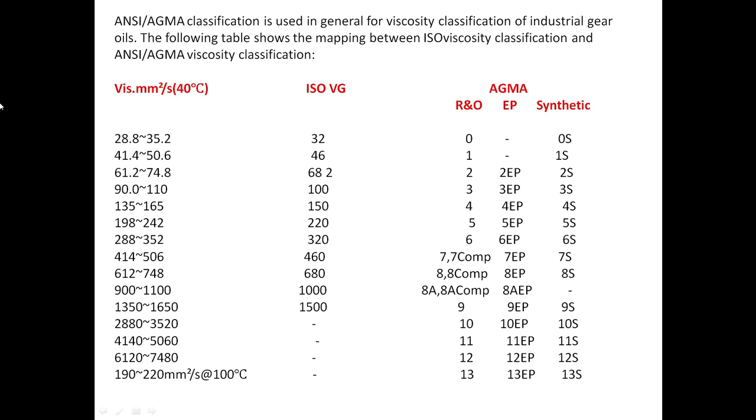This classification is used generally for viscosity classifications of industrial gear oils. The following table shows the mapping between ISO viscosity classifications and AGMA grades. Here you can see the temperatures and the ISO viscosity grade.